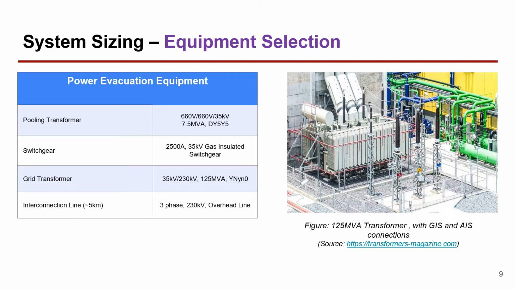The power evacuation equipment for the project include pooling transformers, which will take input power from inverters, gas insulated switchgear, the grid transformers, and the interconnection line between the new power plant and the existing 230 kV transmission grid in Labrador.